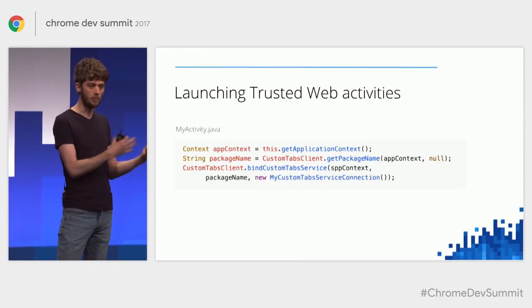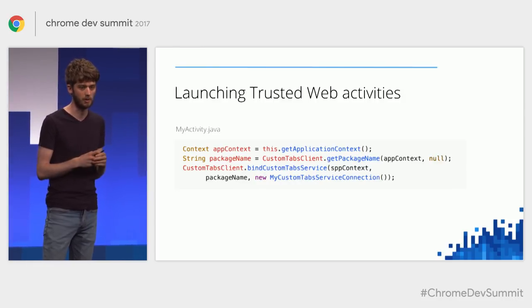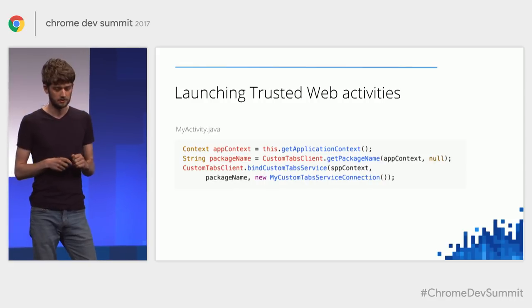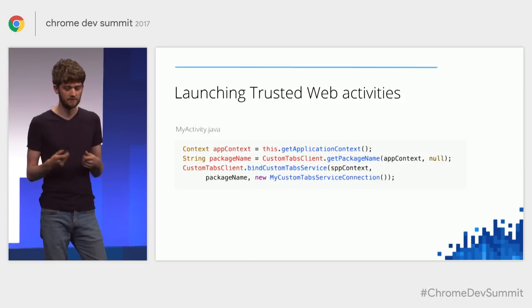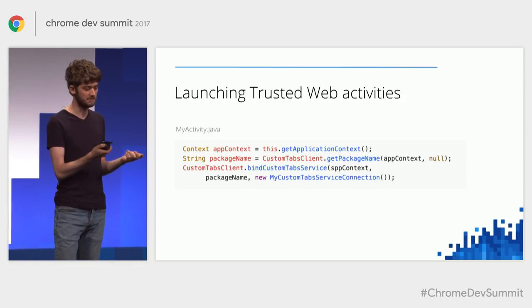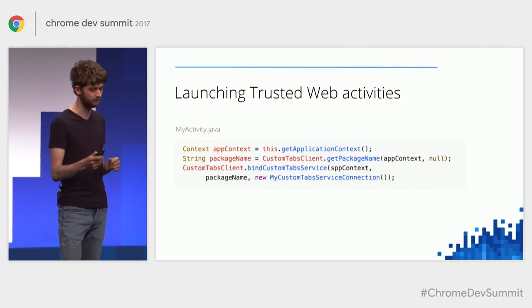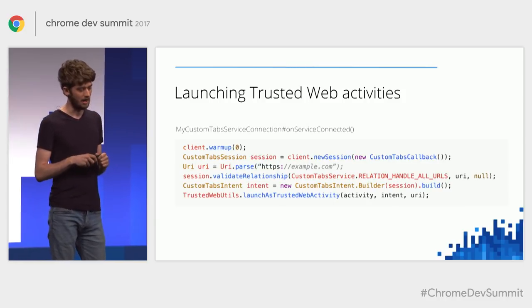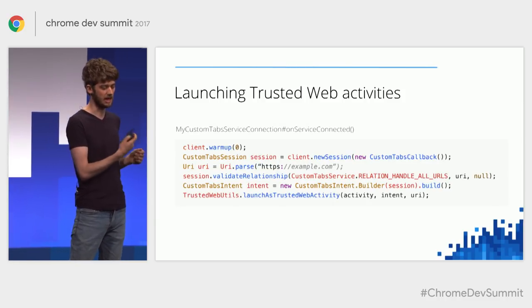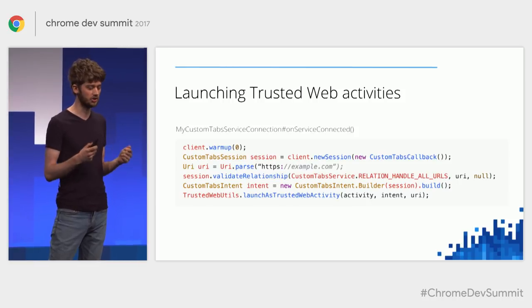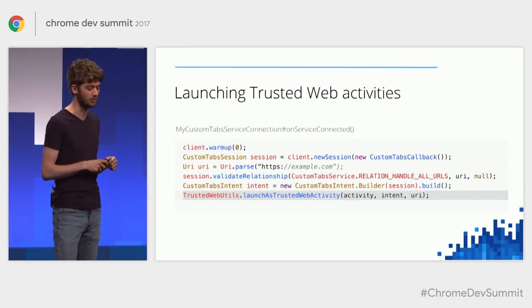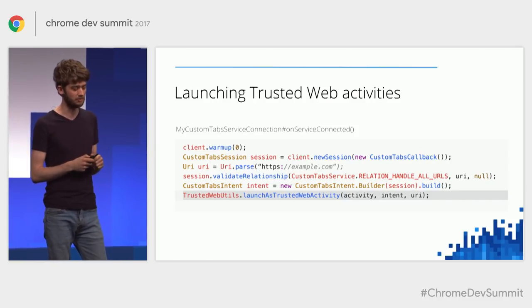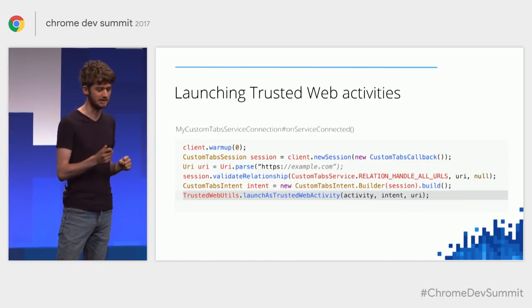So now once the user opens our app, we want to go ahead and launch a Trusted Web Activity to our site. Here, because Trusted Web Activities is based on custom tabs, first in myactivity.java, we set up custom tabs just like we would normally. And then once the custom tab service is connected, we go ahead and launch a Trusted Web Activity. Most of this is just boilerplate. The really important line is the one at the bottom, where you can see we're launching a Trusted Web Activity, and we're passing in the URI of our site. And so that's really all it takes to get running.